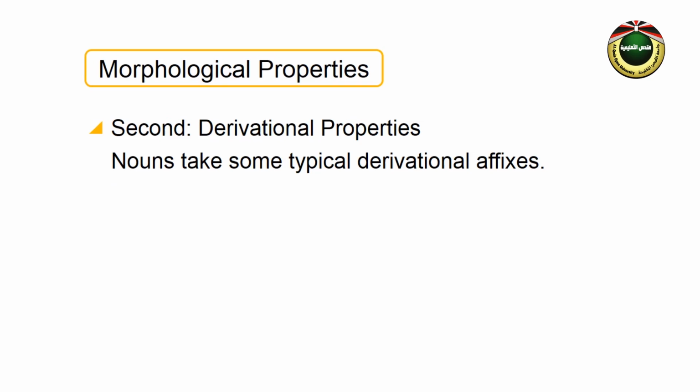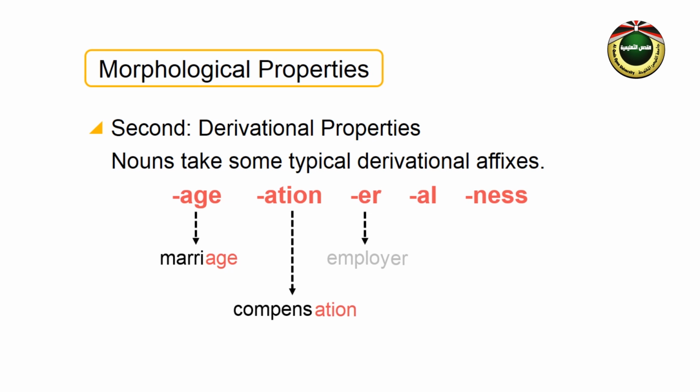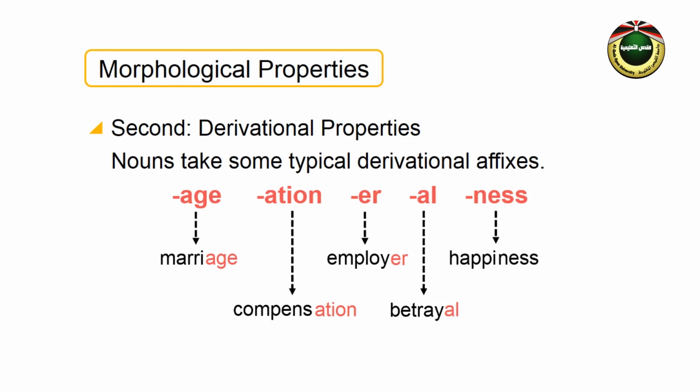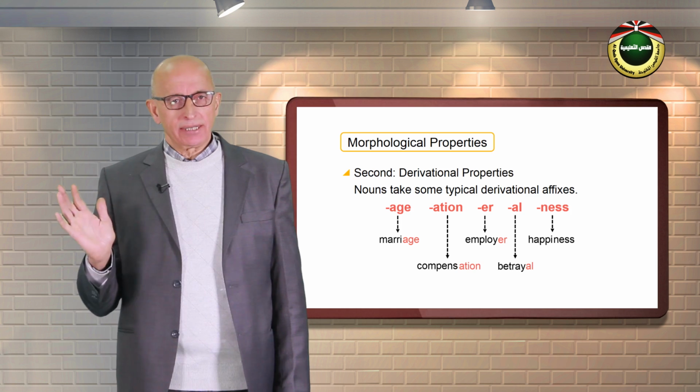Second, derivational properties. Nouns take some typical derivational affixes. For example, -age, -ation, -er, -al, -ness are derivational affixes which mark nouns. Look at these examples: marriage, compensation, employer, betrayal, happiness.